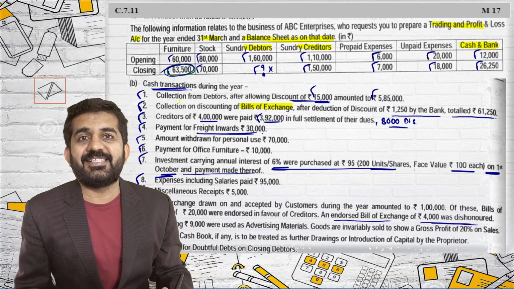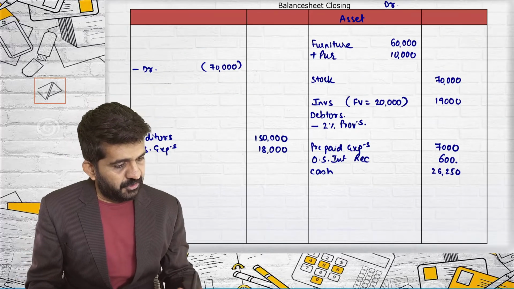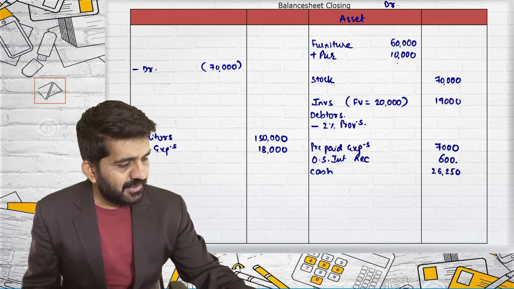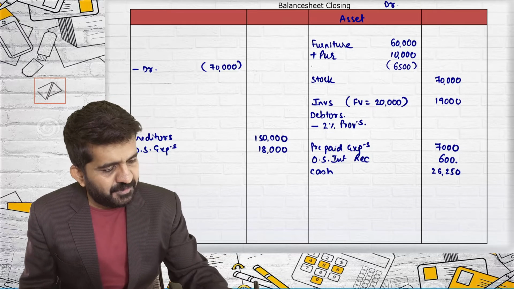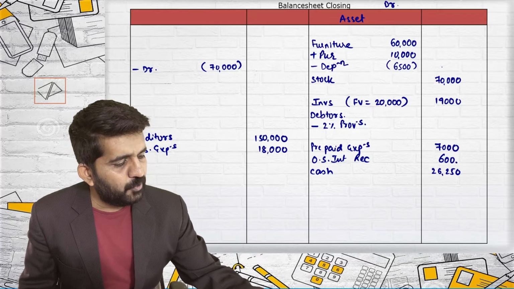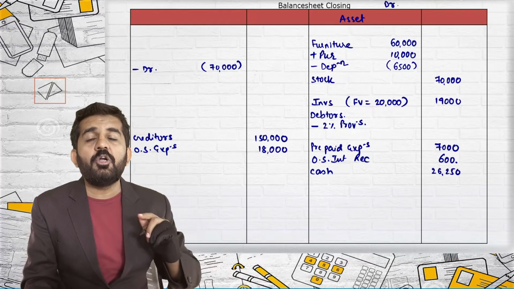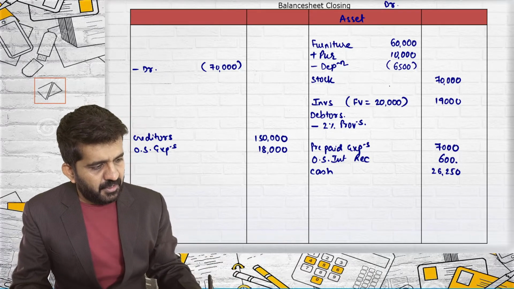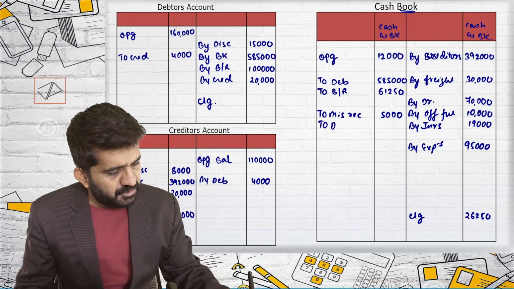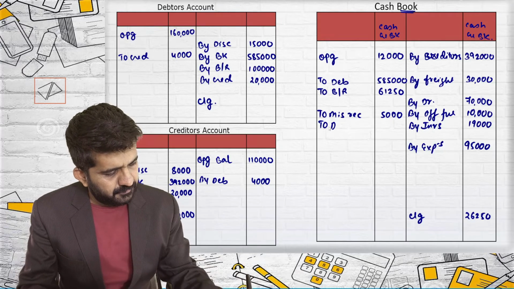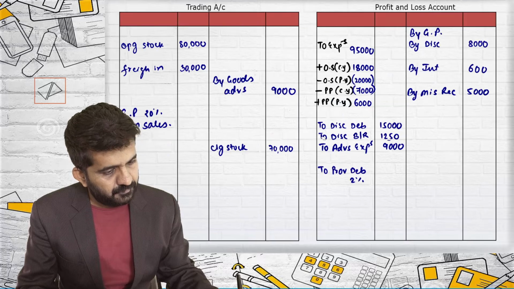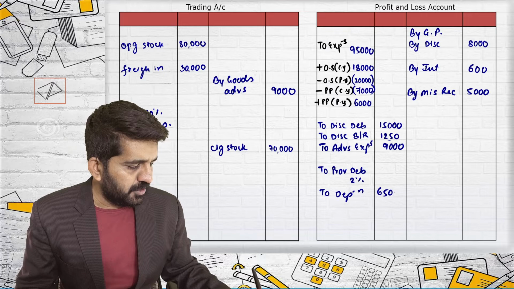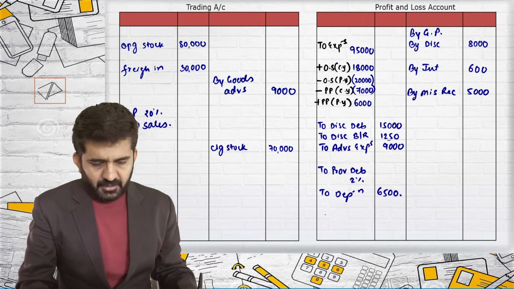Closing furniture is 63,500. Let us go to furniture. What does it mean? 6,500 is the depreciation, only then will the closing figure be 63,500. I will not be giving two effects of 63,500. I'll be giving two effects of depreciation, which is 6,500. P&L account debit side to depreciation 6,500. All right, so even this is solved.